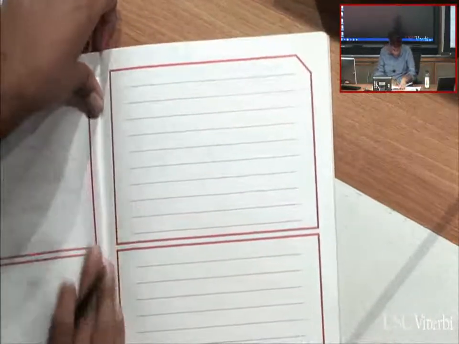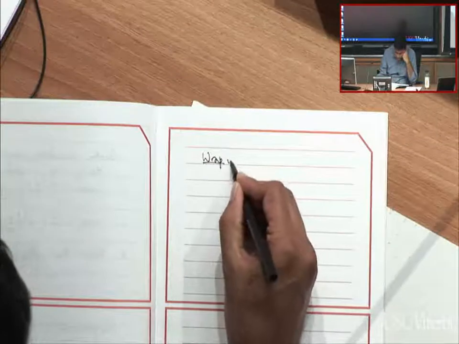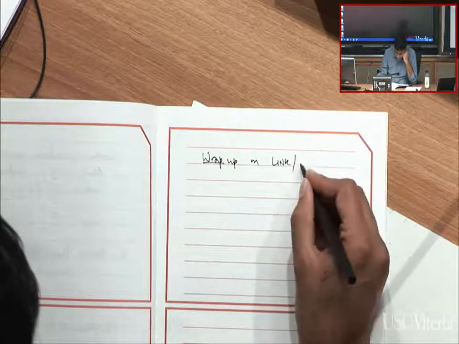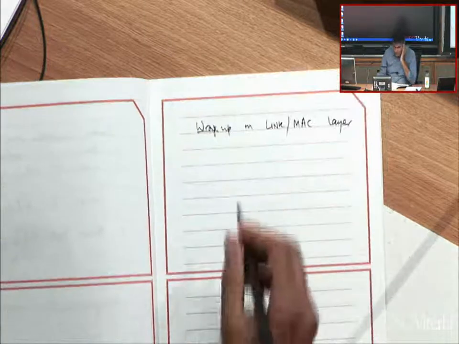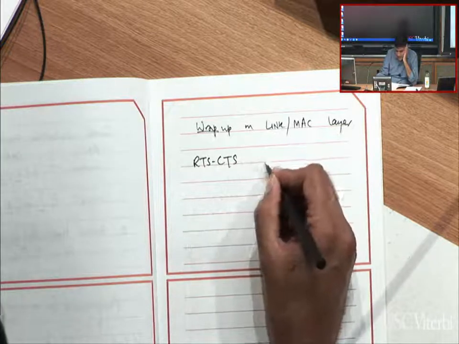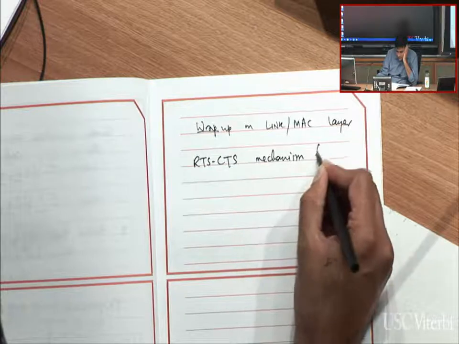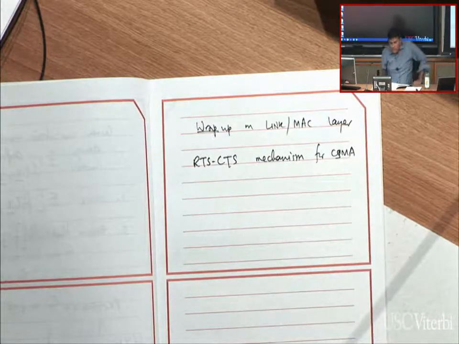All right, so I want to wrap up on the link layer, but there are two more topics that I thought we should touch at least briefly on. One is we mentioned but didn't really get into this RTS/CTS mechanism for the CSMA protocol, so I'll just mention that briefly here.